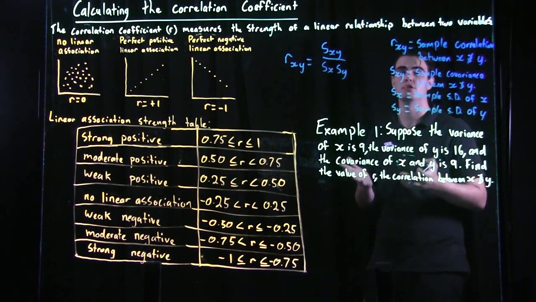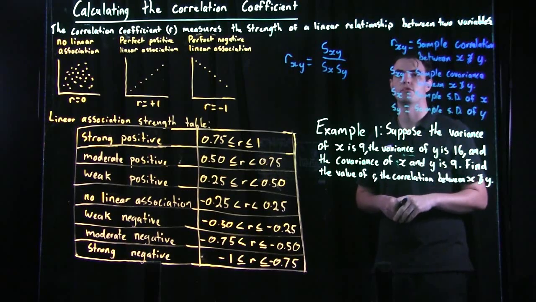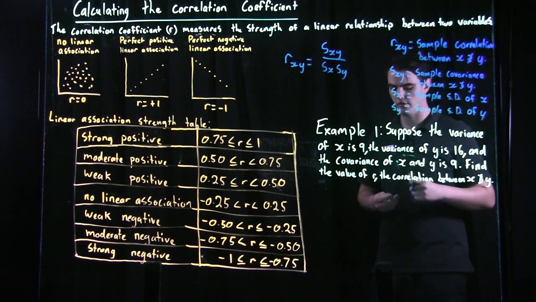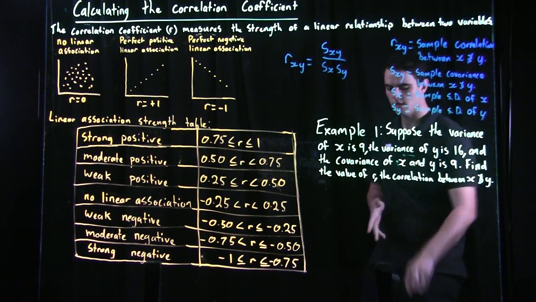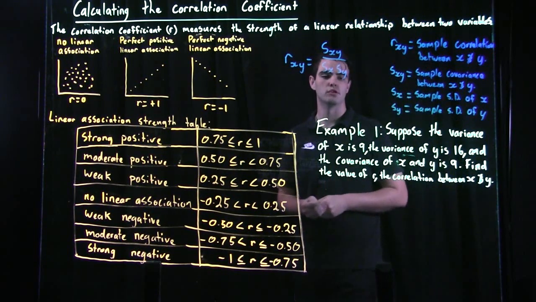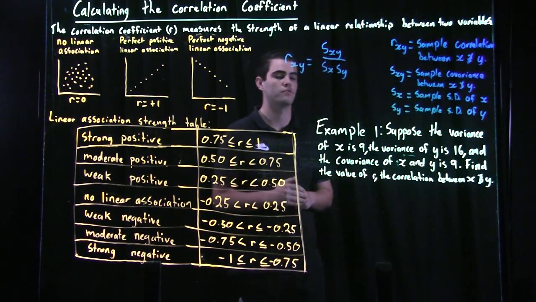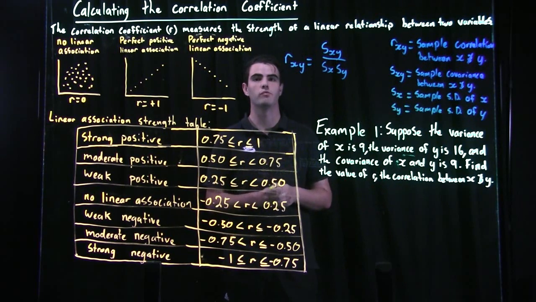It is something new, but I think it is quite straightforward, especially when we look at this worked example of how we're going to solve for it. Okay, first things first, when we look at this worked example, suppose the variance of x is 9, the variance of y is 16, and the covariance of x and y is 9. Okay, what do we know? What are we going to use? How are we going to solve this?